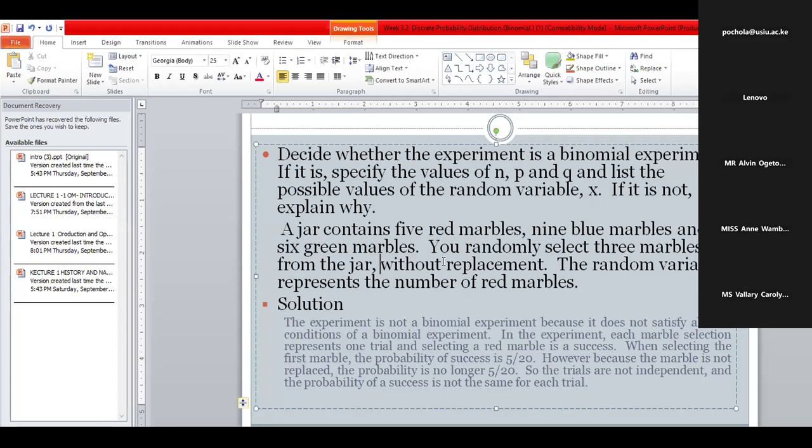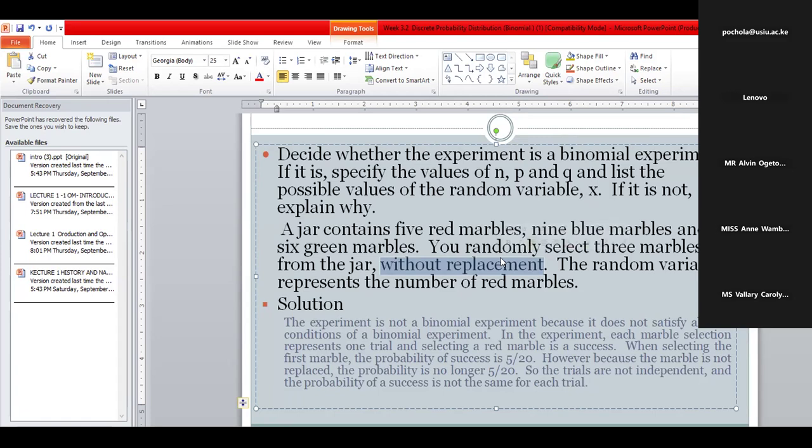To be binomial, you just have to change the design. You come here, this one here. The experiment description remains the same. But now when you are performing the experiment, you select a ball but with replacement. Those are two critical experimental designs: the with replacement design and the without replacement design.